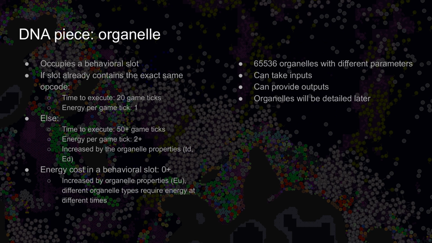There are more than 65,000 organelles in each simulation, each with its costs and parameters. An organelle can take inputs, like in which direction to swim for a flagellate organelle, and can provide outputs, like the direction of the detected touch from a sensing organelle. More on the organelles later.